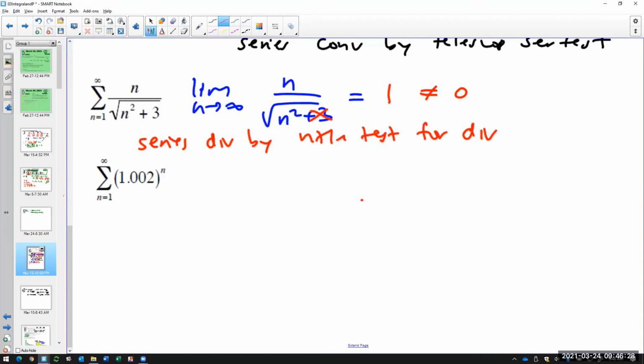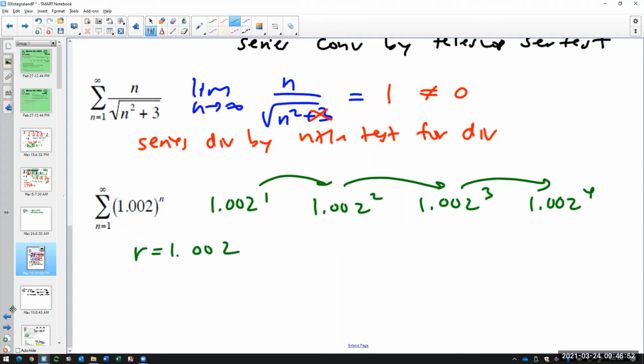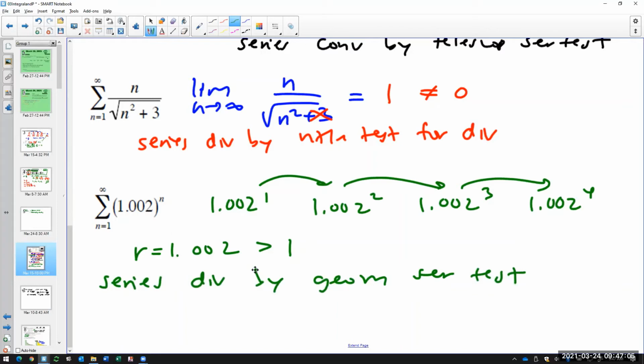Okay, what about this last problem? Any idea which test you will use for this last problem? It's geometric. Yeah, think about the podium. Plug in 1, plug in 2, plug in 3, plug in 4. Do I multiply the same thing to each number in order to get the next term? Yeah. What's my r equal to, guys? Is it less than 1 or bigger than 1? Okay, so guys, is this series going to converge or diverge? Diverge. By what test? Geometric series test. And there's my justification right there.